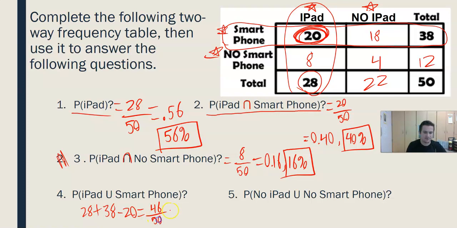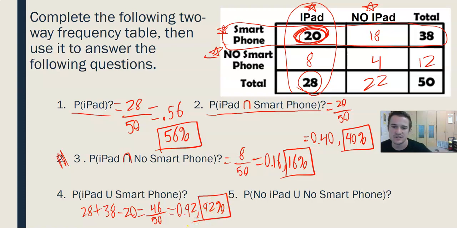46 divided by 50, because 50 is the total number of people in this group, is 0.92, or 92%. 92% of the people in this group either have an iPad or a smartphone, or both.